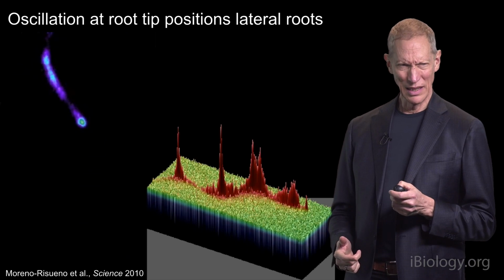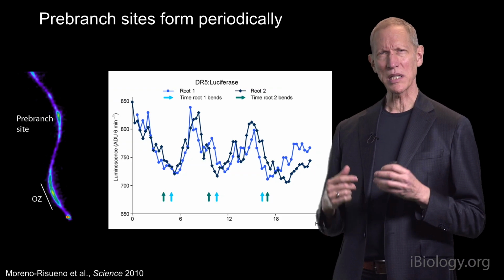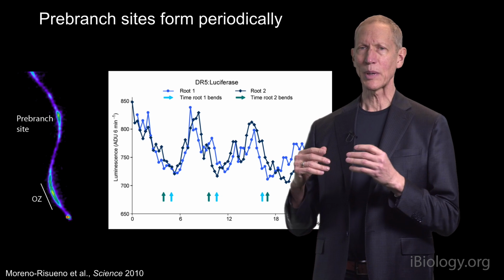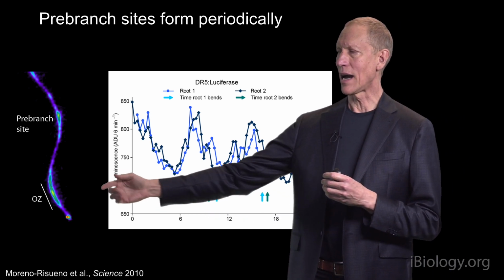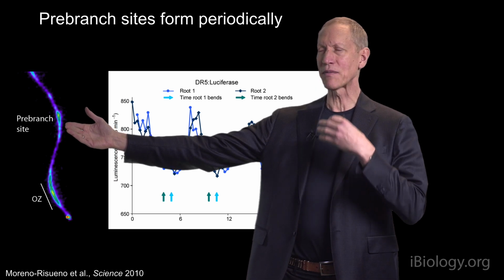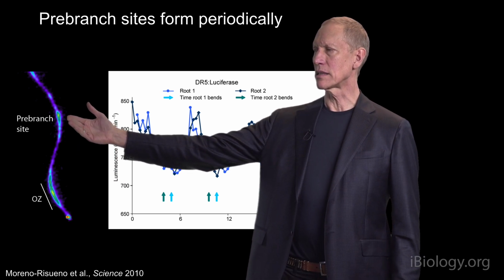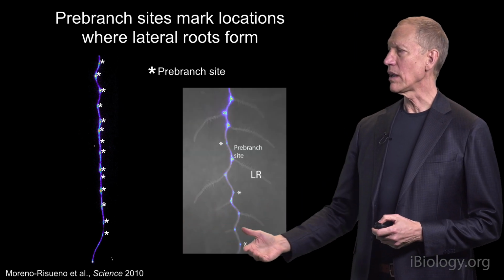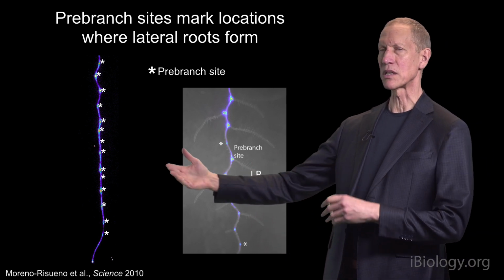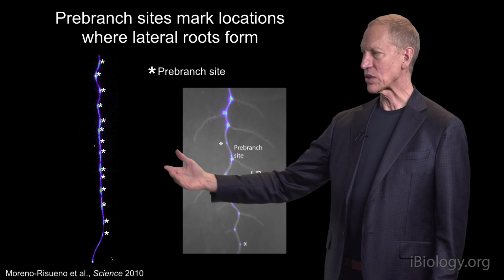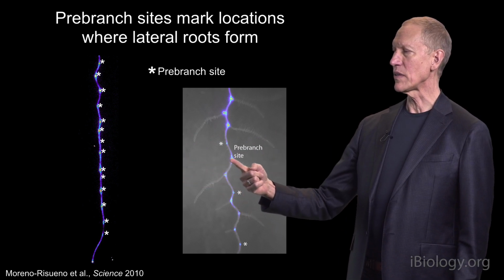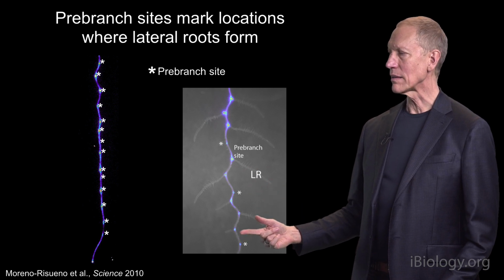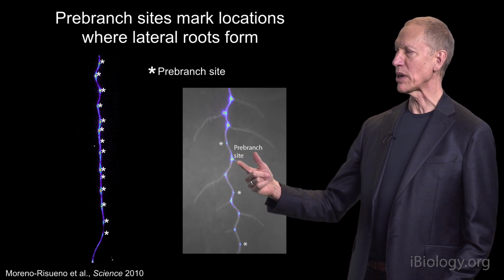That oscillation is approximately every 6 hours. So it's not a circadian oscillation. It's not every 24 hours. It's approximately every 6 hours. Again, it oscillates and then leaves behind, after that oscillation occurs, there is still expression, and these expression points remain on. This is all done in the dark so that we can see luciferase. If you turn on the lights afterwards, you see that at every one of these pre-branch sites, there's now a lateral root forming.